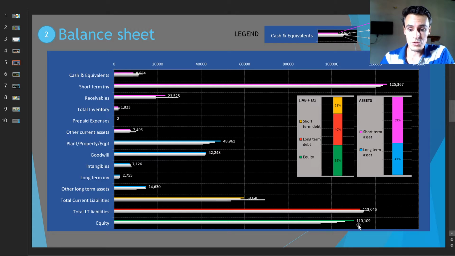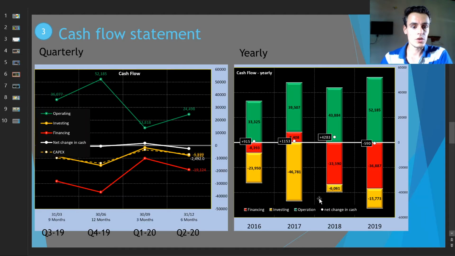Over the last 4 quarters, what is interesting to see is that the equity value has increased, and this is a very good sign. Now let's jump to the cash flow statement. So I put 2 different graphs here. The quarterly graph, as you can see, stopped in July; the 2019 fiscal year stopped in July 2019 and the new one started already. So we are actually here at Q2 2020.